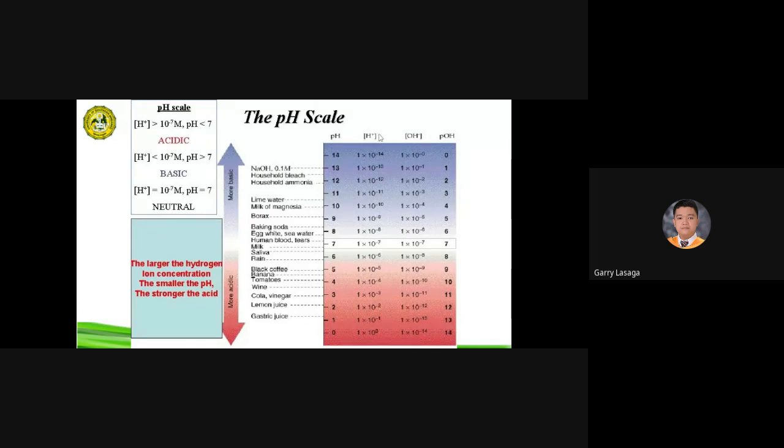We also have here the concentration of our H plus ions, the concentration of our hydroxide ion, and our pOH. So for example, when a substance has a pH of 7, it means that it has 1 times 10 raised to the negative 7 concentration of hydrogen ion. When we expand that into a whole number, it becomes 0.000000001. So ganun ka liit yung number of hydrogen ions in a solution.